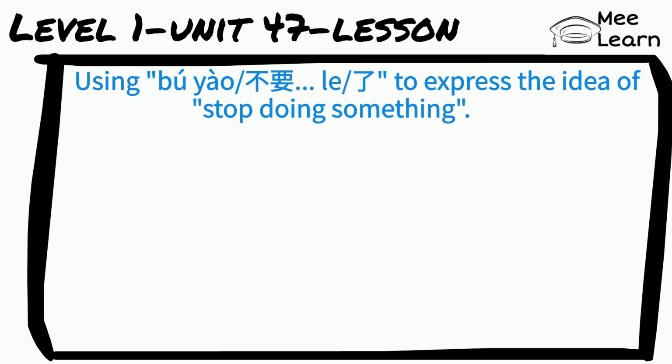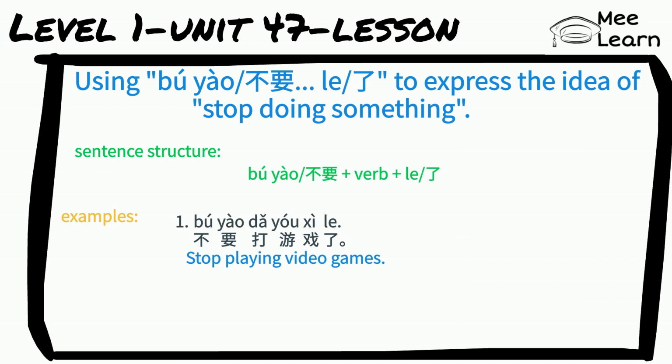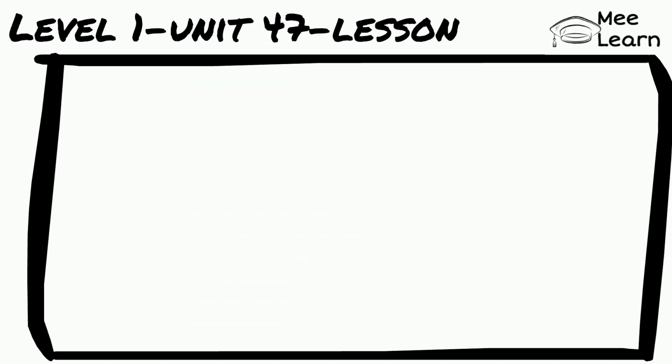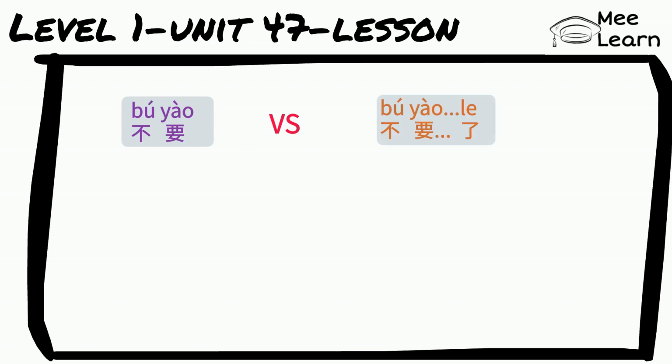Using 不要了 to express the idea of stop doing something. The sentence structure is like this. 不要 plus verb plus 了. For example, 不要打游戏了 Stop playing video games. 不要哭了 Stop crying. So what are the differences of this 不要 and 不要了?